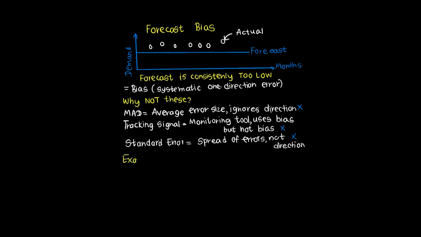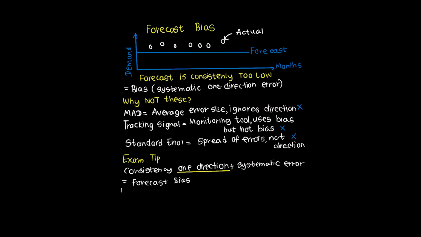Here's a WGU C215 OA exam tip for you. When the question says consistently too high or too low, persistent directional error, or systematic overestimation or underestimation, that is forecast bias. Quick recall hook: bias equals one direction, bad calibration.